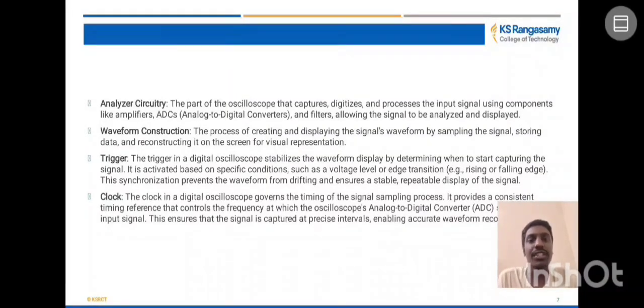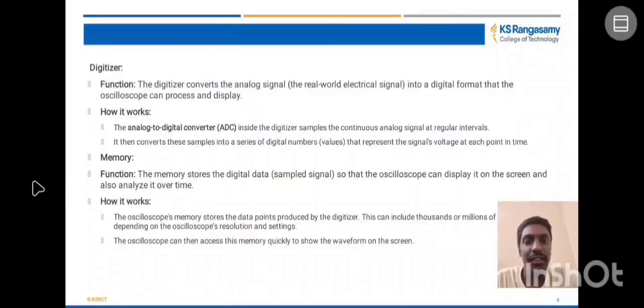Triggerer. The triggerer is used to start something. In the same way, the triggerer in the digital scope stabilizes the waveform. So it is used to stabilize it in a correct form.